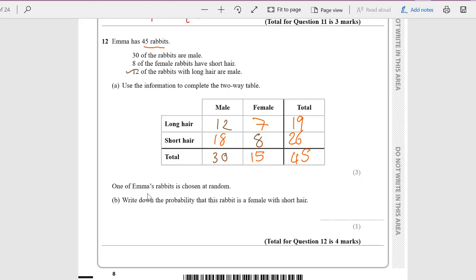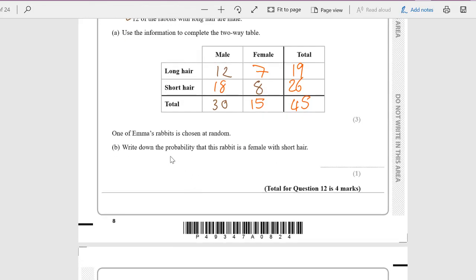Right, so the next part of the question says, one of Emma's rabbits is chosen at random. It says, write down the probability that this rabbit is a female with short hair. So let's think about it. How many females do we have? We've got 15. But more specifically, we want those with short hair. So female and short hair. Well, the one that fits that description is 8. And of course, it's out of a possible 45. So 8 over 45 is our probability.